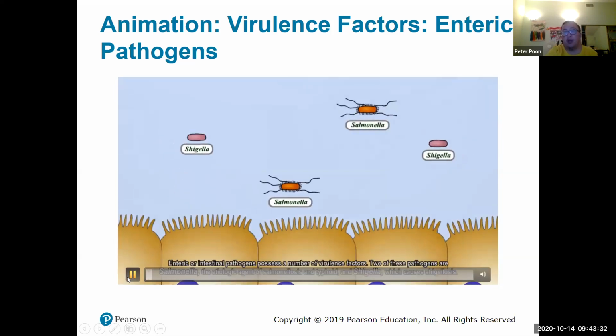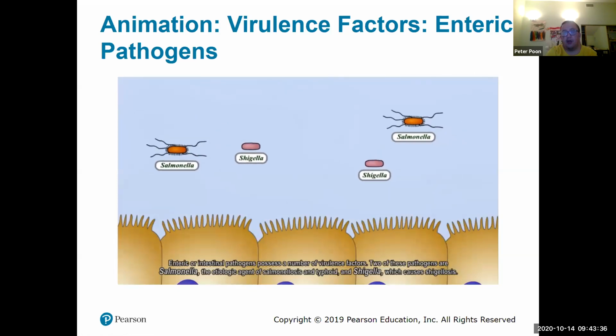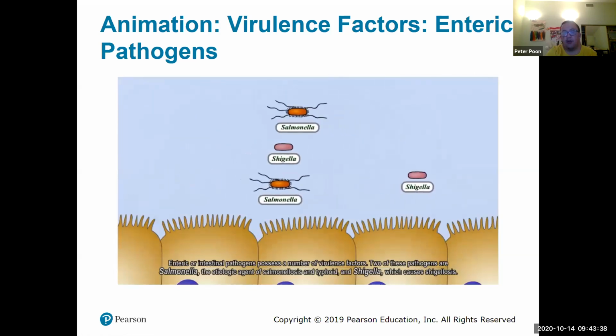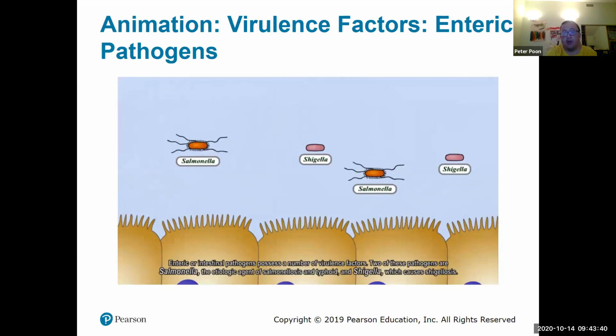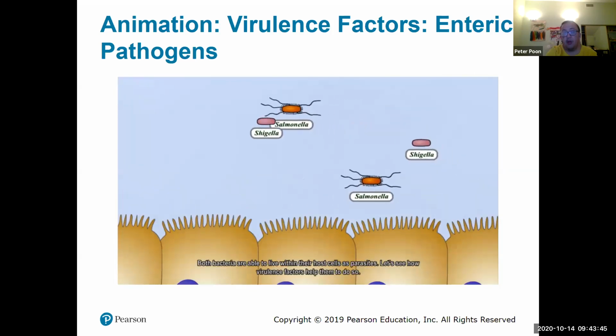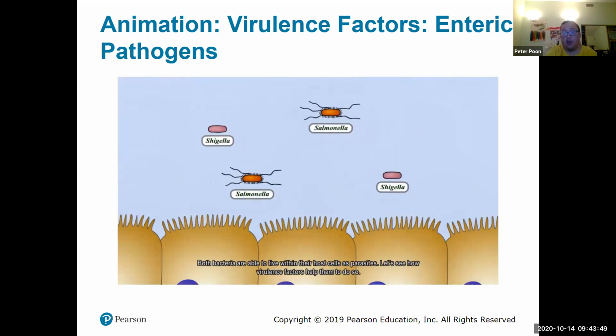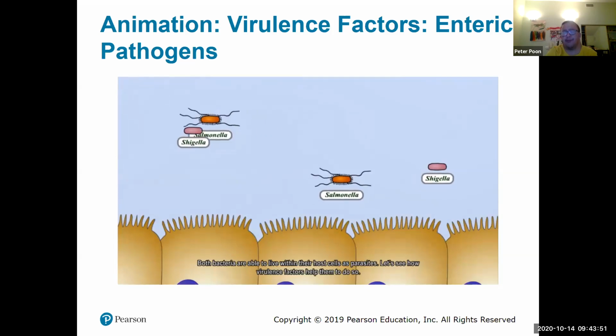Enteric or intestinal pathogens possess a number of virulence factors. Two of these pathogens are Salmonella, the etiologic agent of salmonellosis and typhoid, and Shigella, which causes shigellosis. Both bacteria are able to live within their host cells as parasites. Let's see how virulence factors help them to do so.